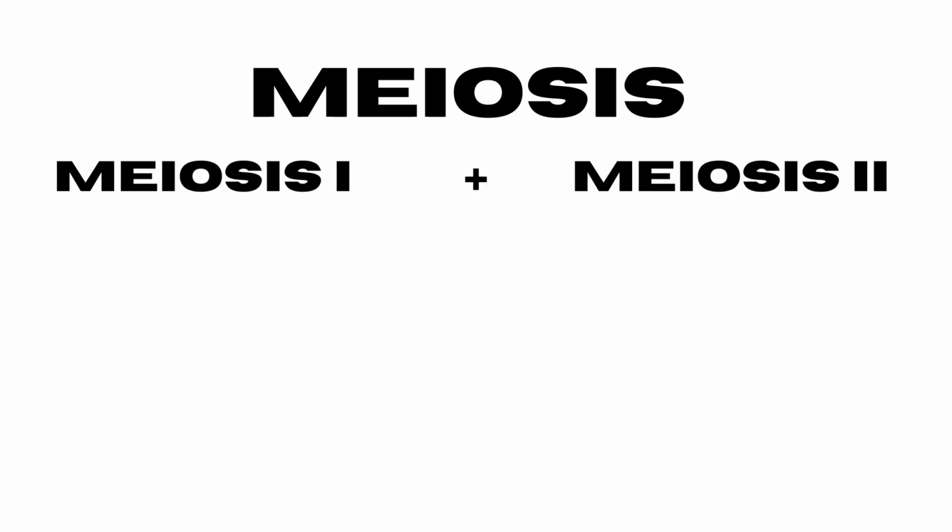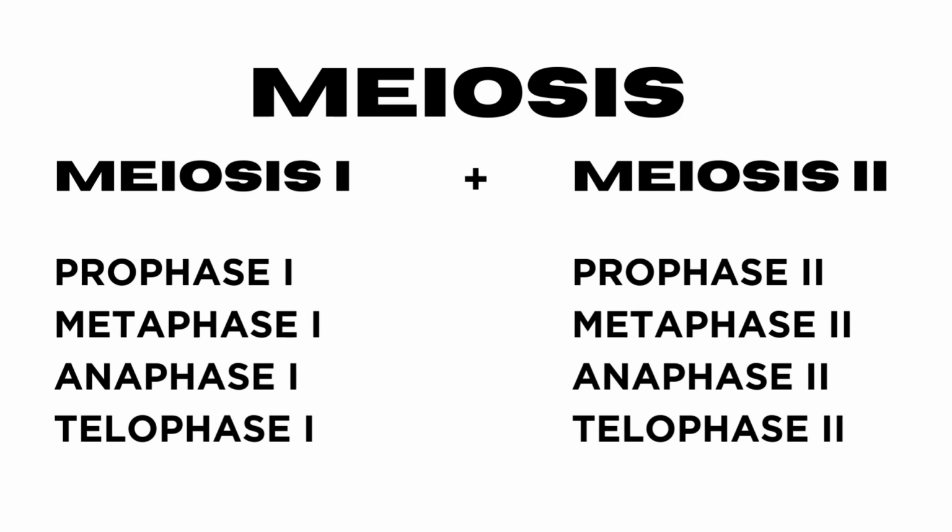Stages of meiosis. Meiosis involves two cycles of cell division called meiosis 1 and meiosis 2. Each cycle involves the same four stages as mitosis. Now let's look at meiosis 1.